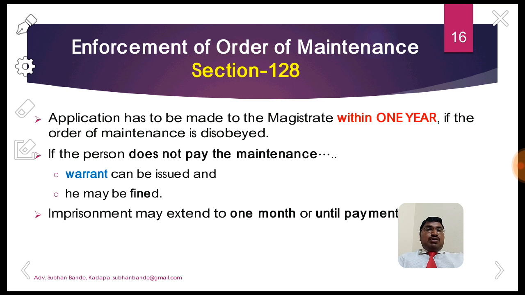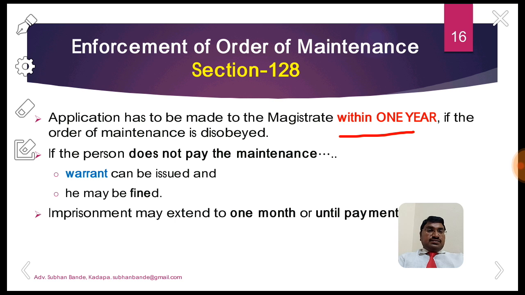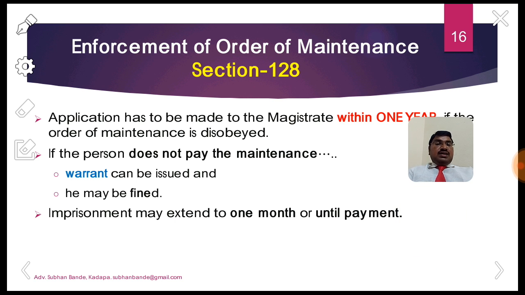Next, section 128 speaks about enforcement of the order of maintenance. An application has to be made to the magistrate within 1 year if the order of maintenance is disobeyed. If the person against whom an application for maintenance is filed disobeys the orders of the court, and such a matter is brought to the notice of the magistrate in the form of an application, then the magistrate may issue the warrant, or impose the fine on such person, or impose imprisonment, which may extend to 1 month or until payment.